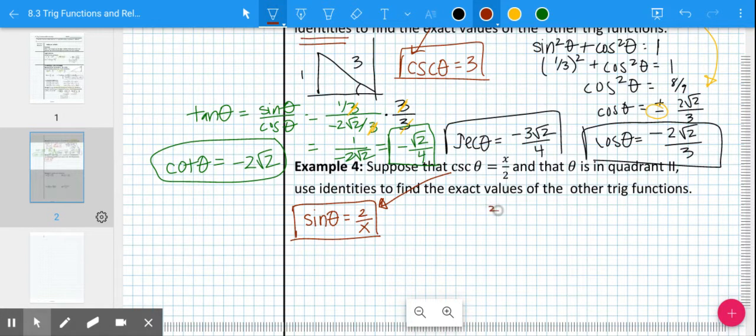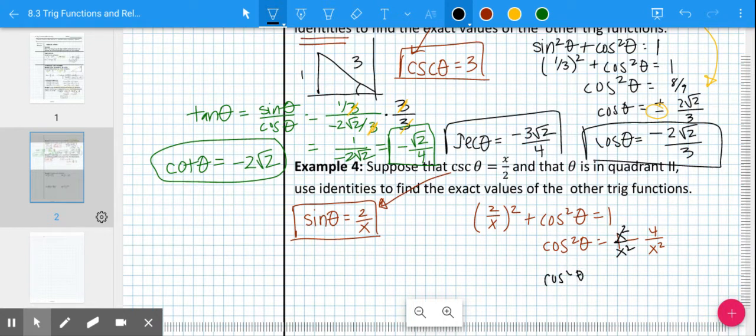I know that sine squared plus cosine squared is equal to 1. We've got a little bit more algebraic work here. I'm going to subtract. So I have 1 minus 2 over x squared became 4 over x squared. And what you're going to want to do is put those together. So treat this 1 as an x squared over x squared.